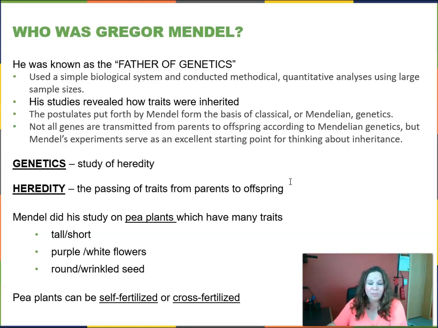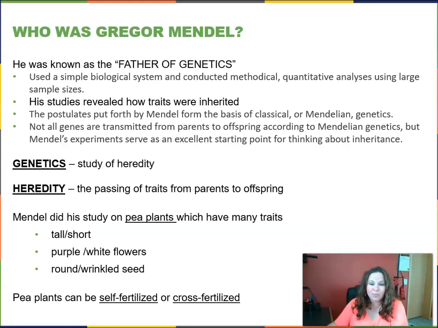He used a simple biological system and conducted methodical, quantitative analyses using large sample sizes, which is a great way to do science, having quantitative data and using large sample sizes in the thousands, and taking good notes as well. His studies revealed how traits were inherited, keeping in mind that in the 1800s we had not yet discovered DNA or chromosomes even. So doing all of this without a basic knowledge of the DNA that we have today or chromosomes is pretty interesting that he was able to accomplish all of that.